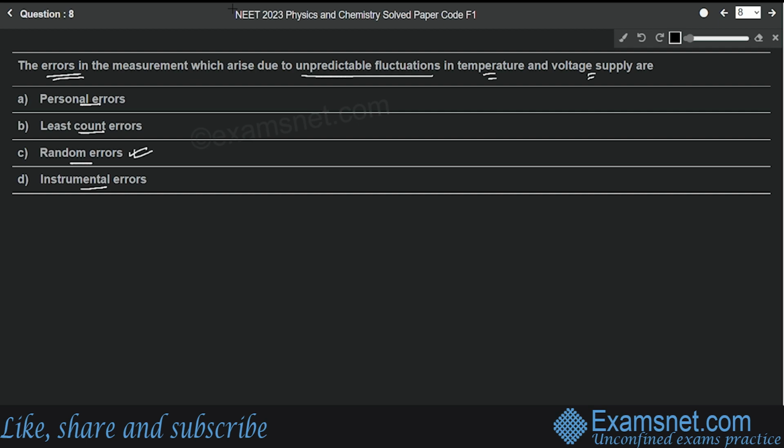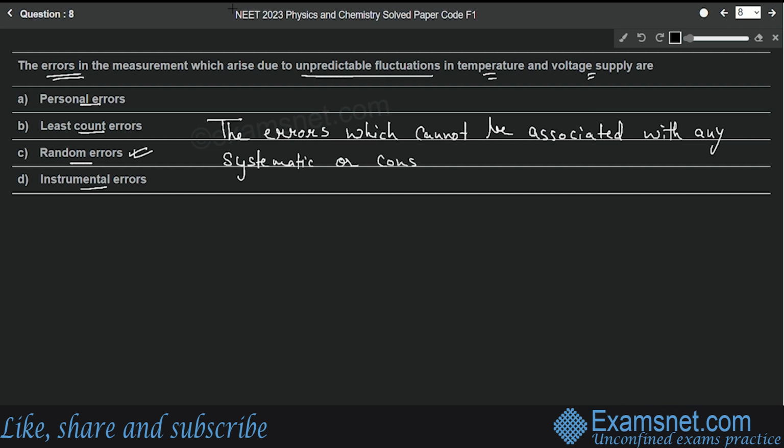Let's write down the definition here. The errors which cannot be associated with any systematic or constant cause are known as random errors.